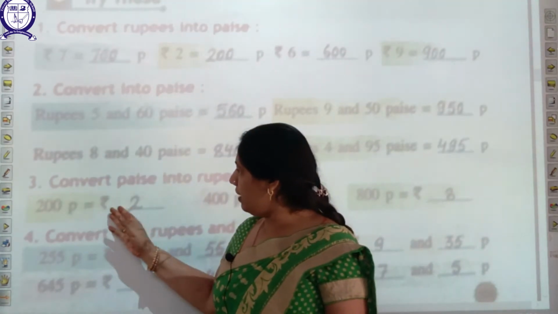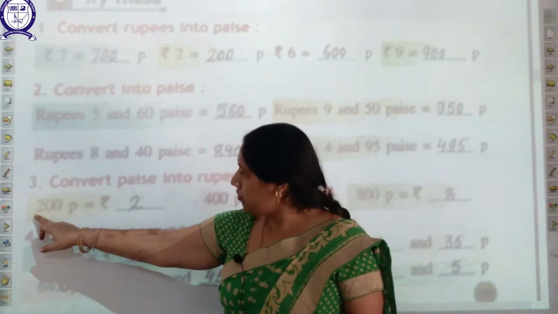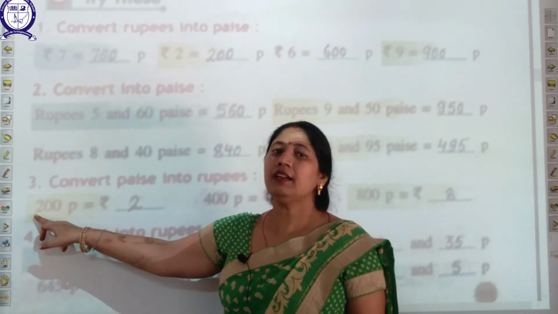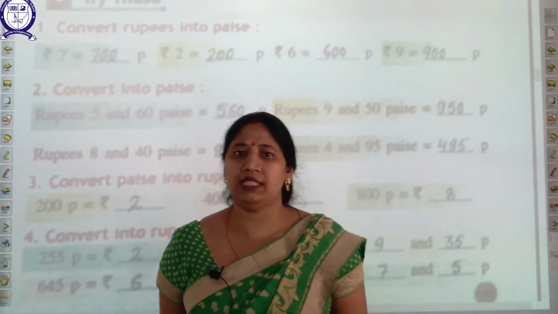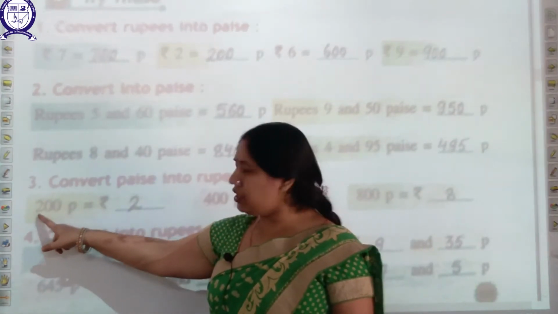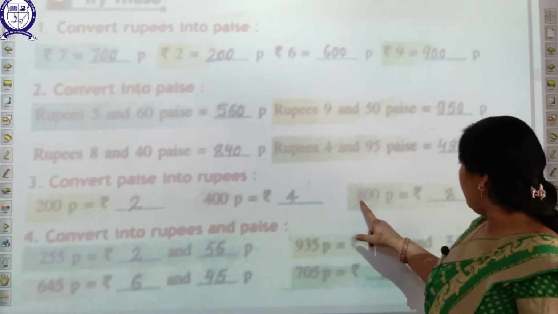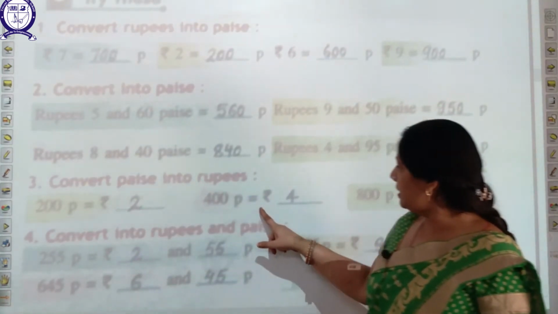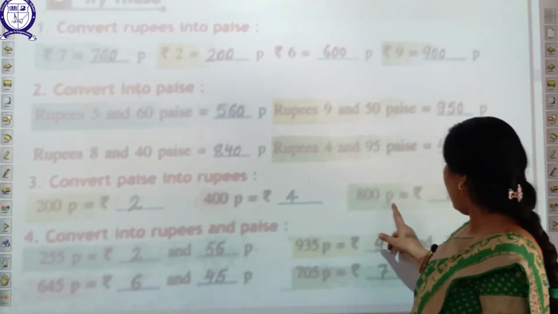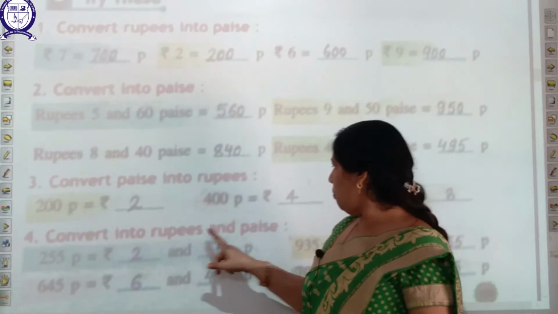Convert paise into rupees. When we have to convert into rupees, 200 paise is equal to, we have to look at the 100s place. The digit of the 100s place is our rupees. So the 100s place is 2, the 100s place is 4, the 100s place is 8. So in this case rupees 2, in this rupees 4, and in this question rupees 8.